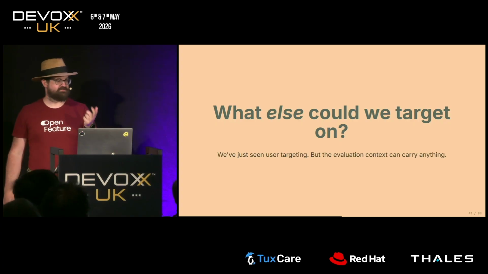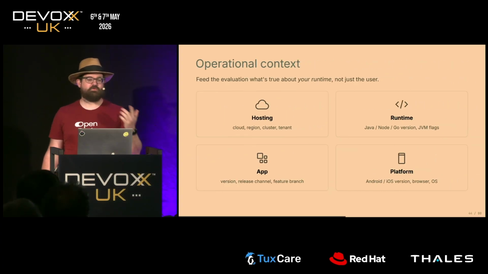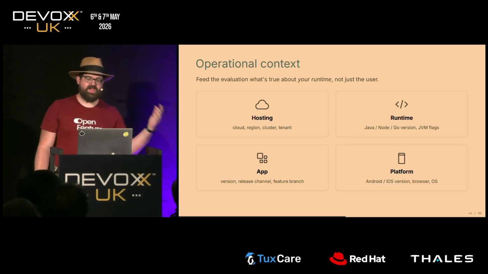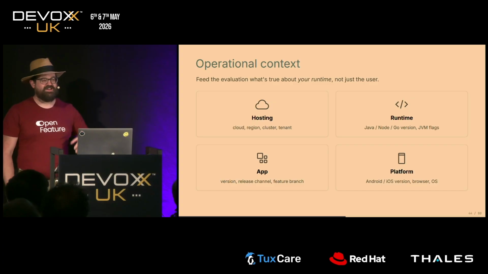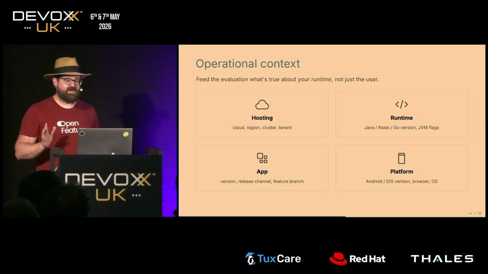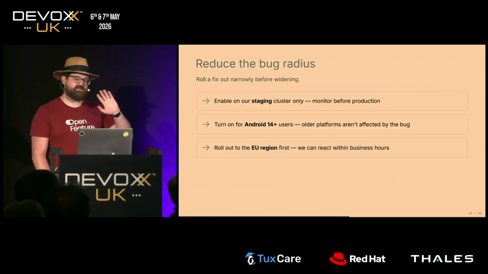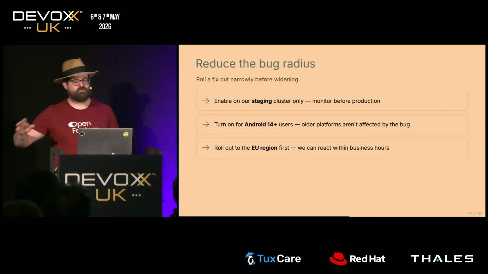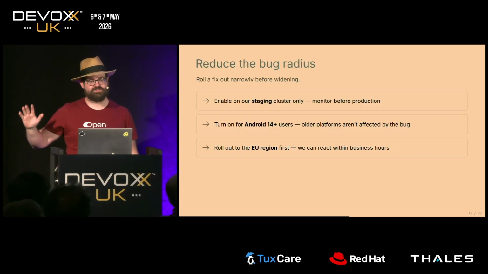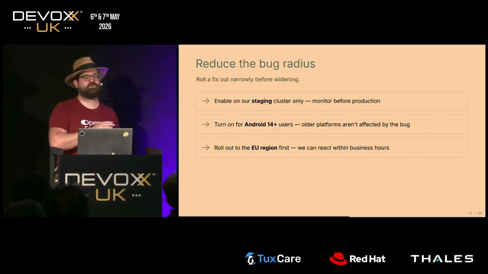And here comes the cool part, which I like the most. We can put in there operational context. We can put in there our hyperscalers, our Java version, app information, platform information. And suddenly we get a rich tool set, actually, to reduce the blast radius of bugs. So we can now say, hey, we are only targeting staging clusters, or if a certain Android version has a problem, we disable this feature for just this Android version.